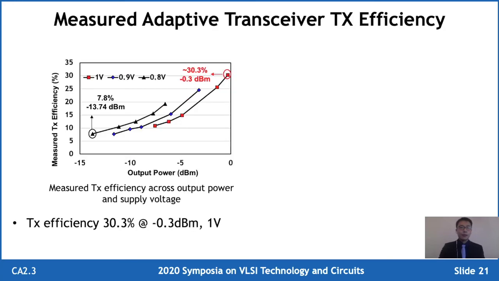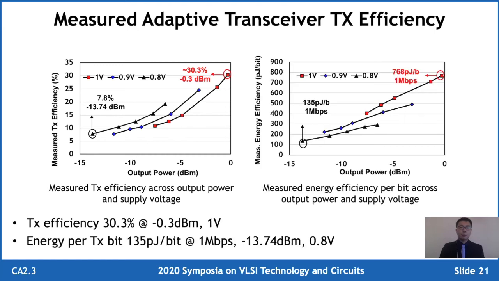And this slide shows the measured adaptive transceiver transmission efficiency. The figure on the left shows the transmission efficiency in percentage. We measure a maximum transmission efficiency of 30% at around 0 dBm and at 1 volt. And on the right, it shows energy efficiency in picojoules per bit, and we measure a minimum of 135 picojoules per bit at 1 megabit per second, minus 14 dBm and 0.8 volt.